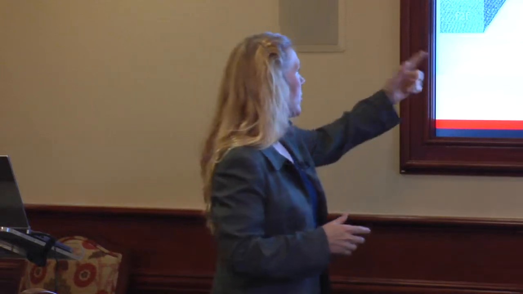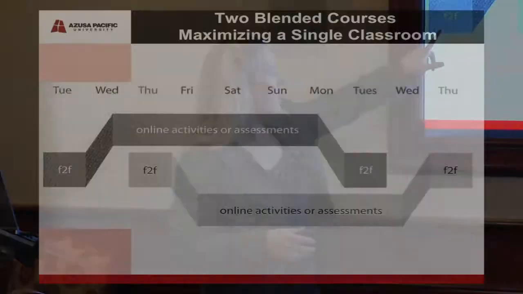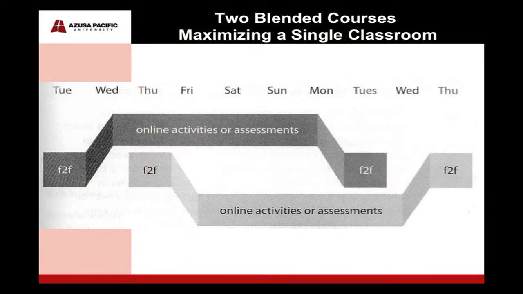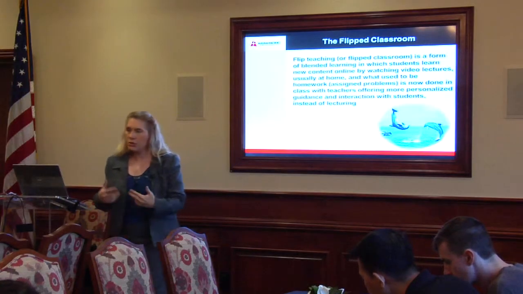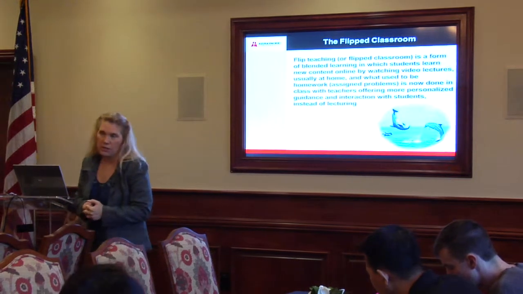So what this is trying to show is that you might have a class that maybe used to meet on Tuesday and Thursday, now meets only on Tuesdays and the rest is online. So that's just kind of an example of a blended model. And here's a definition of flipped for you. I put Flipper in there, his friend. Students learn new content online and do more activities in person, basically, although you can certainly do a lot of activities online as well.